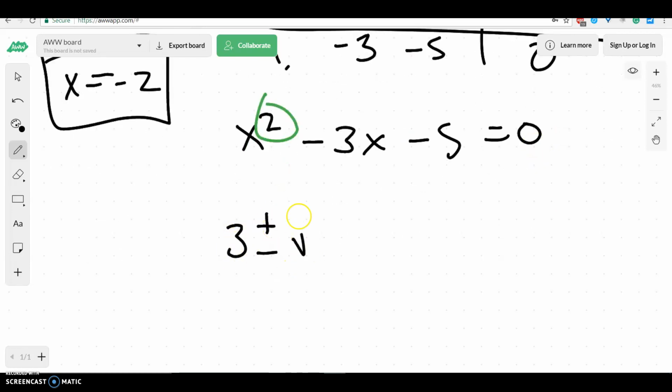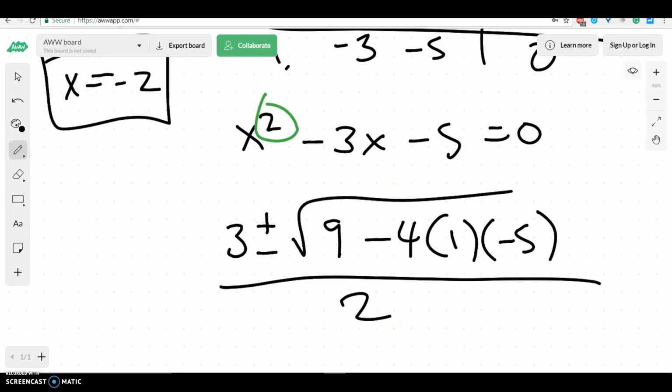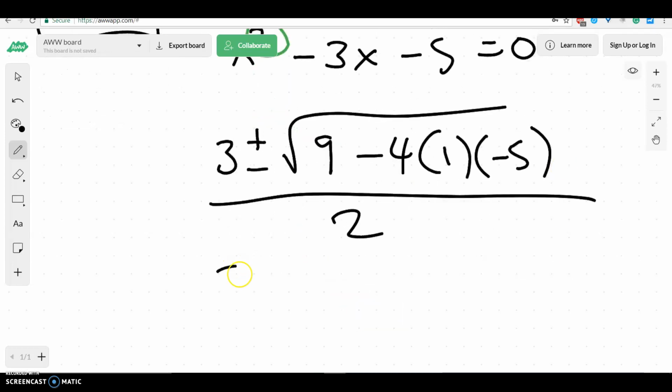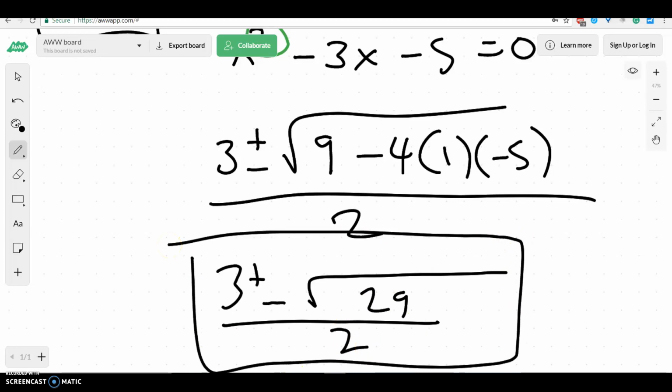So 3 plus or minus the square root of 9 minus 4 times a times c over 2 times a, which 2 times a would give you just 2. So now we would do the rest of this, which would be 3 plus or minus the square root of 29 over 2. And again, I would leave that as my final answer.